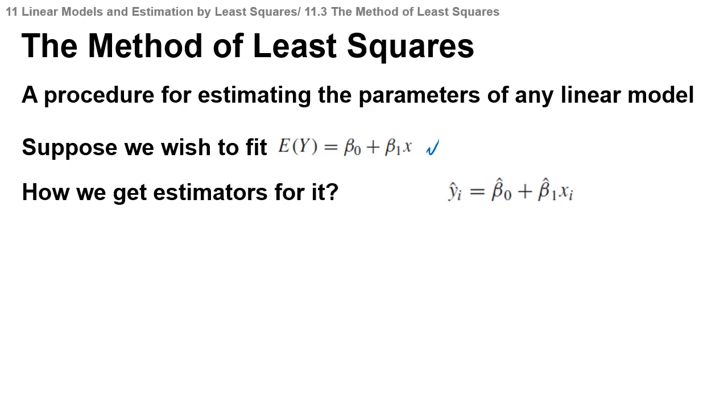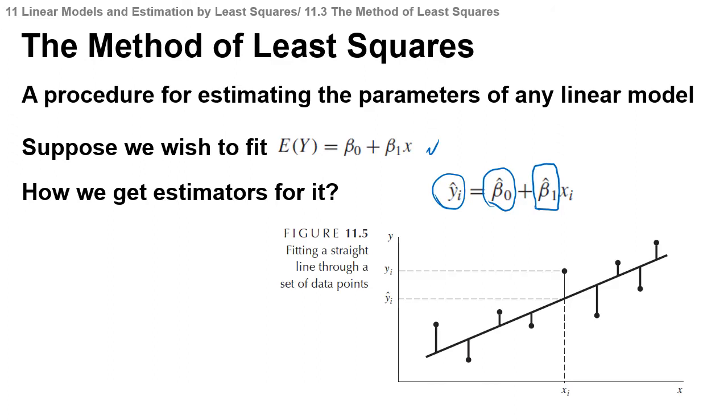So how do we get estimators for this? How can we get estimators for beta 0 hat and beta 1 hat, and as a result, estimators for yi hat? This is the question that we have. If we get estimators for beta 0 hat and beta 1 hat, that determines the linear function. So getting estimators for beta 0 hat and beta 1 hat is getting an estimate for this linear function.